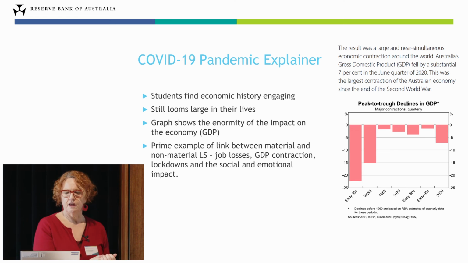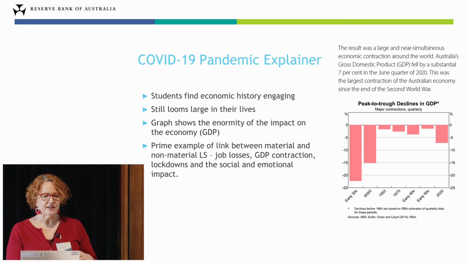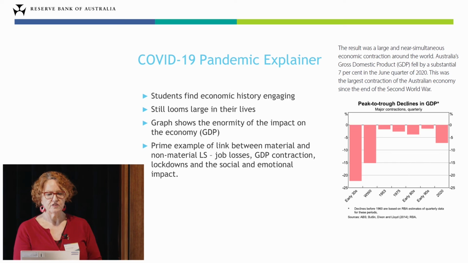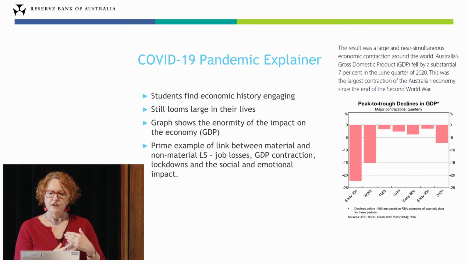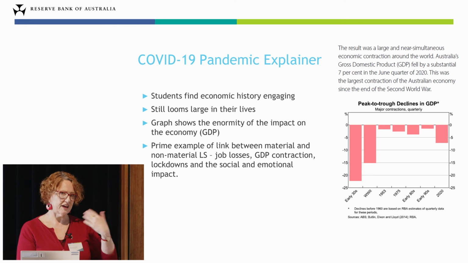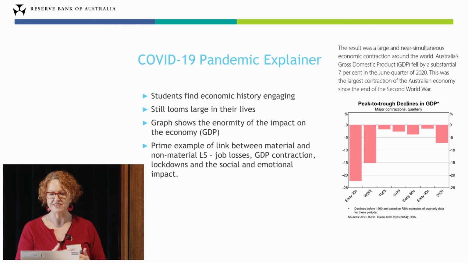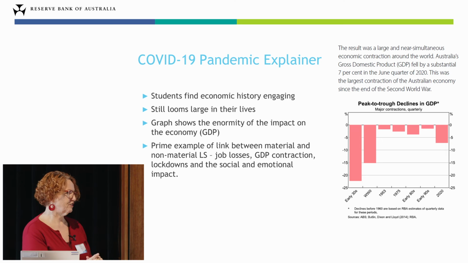And I like the way that this graph shows the enormity of the impact on the GDP, because it actually shows you the early 30s, so the Great Depression, World War II, the downturn after World War II, and then the next biggest one is the 2020 recession.